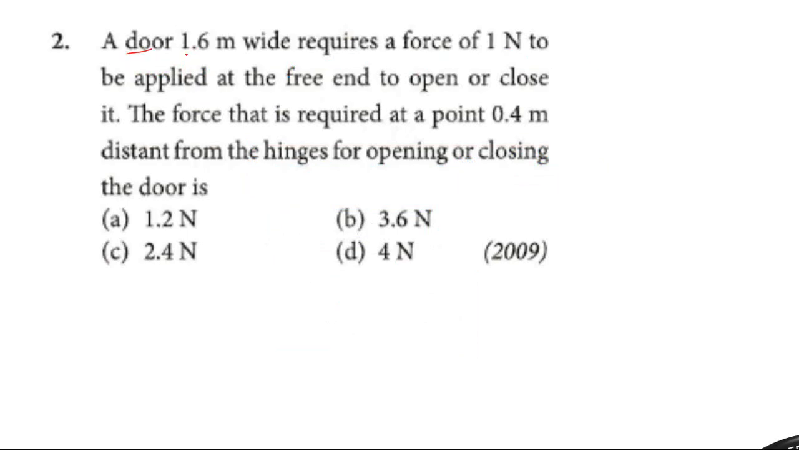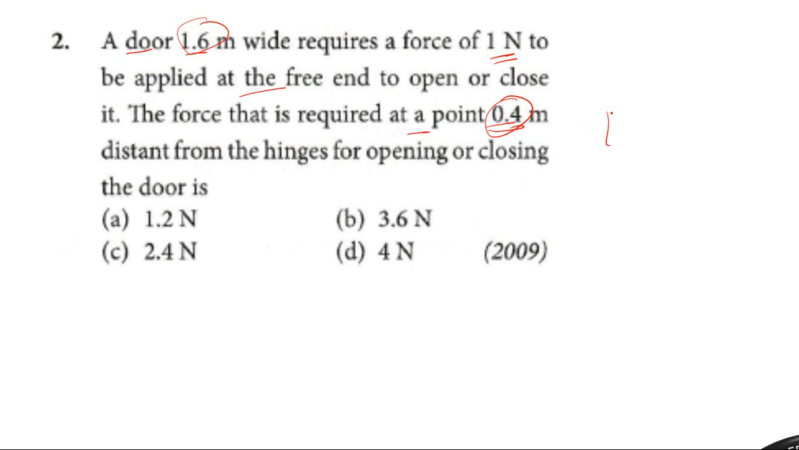A door 1.6 meter wide requires a force of 1 Newton to be applied at the free end to open or close the door. What is the force required at a point 0.4 meter distant from the hinges for opening or closing? What has happened to the distance? From 1.6 it has come to 0.4. The distance is 1/4.